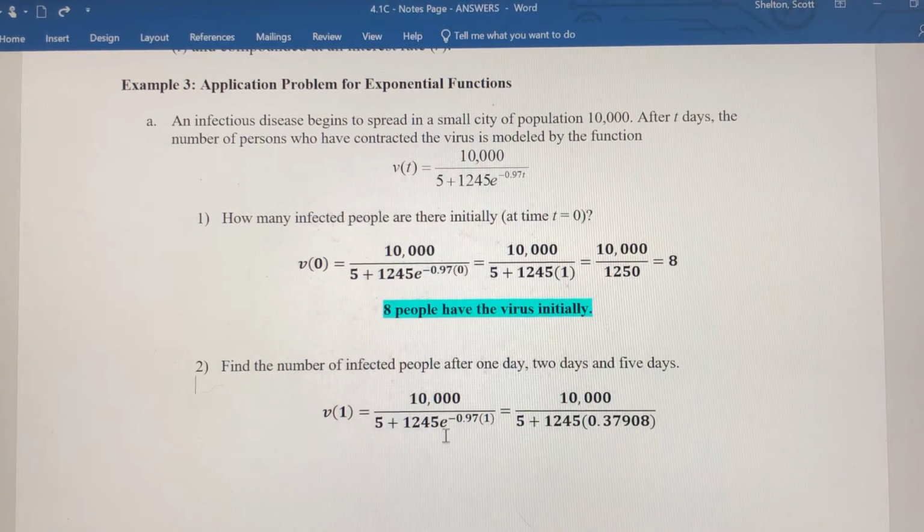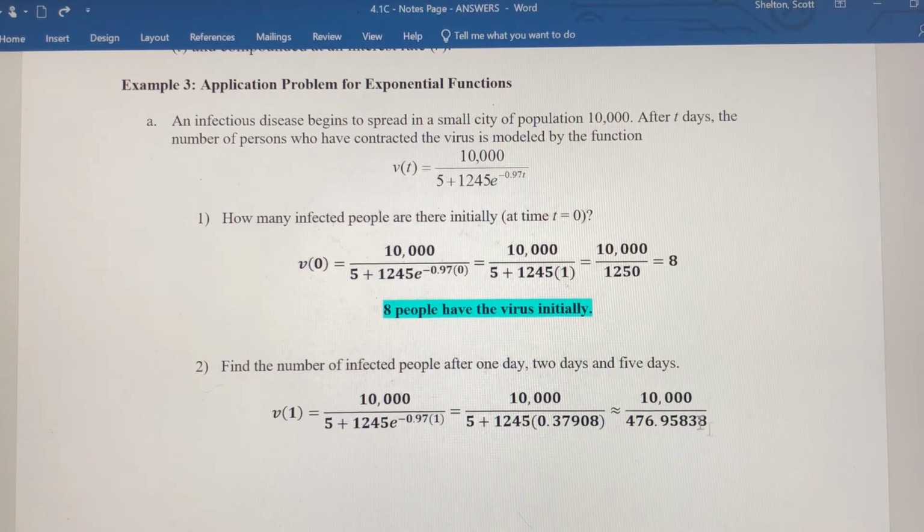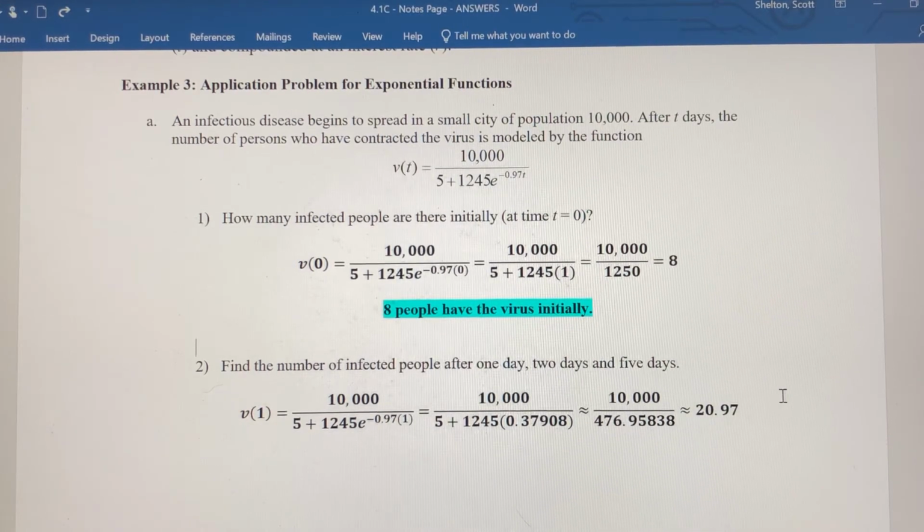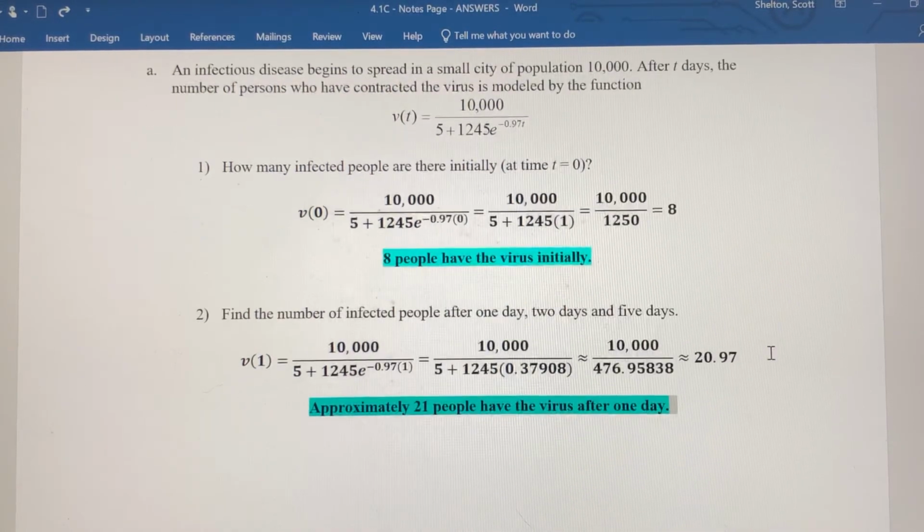So first thing I need to do is do e to the negative 0.97 power, which would give me this value here, okay? Next thing I want to do is multiply this decimal by 1245, and then I want to add 5 to that, okay? Which gives me this value. Now, when I divide these two to kind of finish it up, I get about 21 people who are infected after the first day, okay? All right, so you can see we've grown from 8 to 21 in just that 1 day, all right?